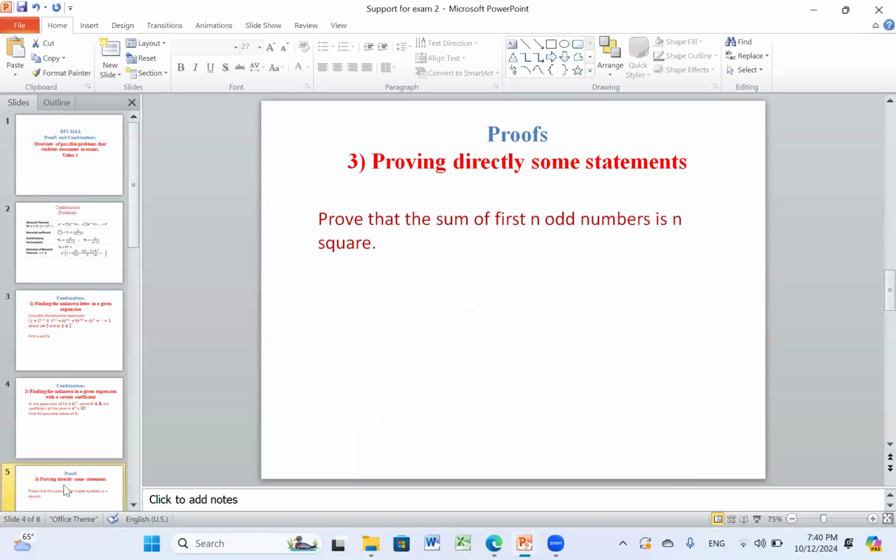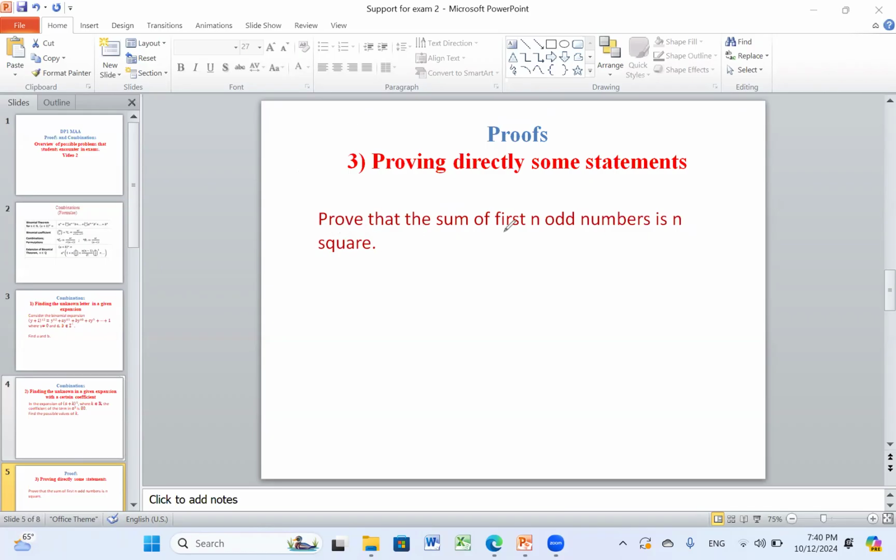The next type of questions is regarding proving. Proving is included in your exam. So we know several types of proving. Actually, we learned direct proof, proof by mathematical induction, and also, if you remember, we learned proof by contradiction. So I'm going to demonstrate some questions regarding proofs.